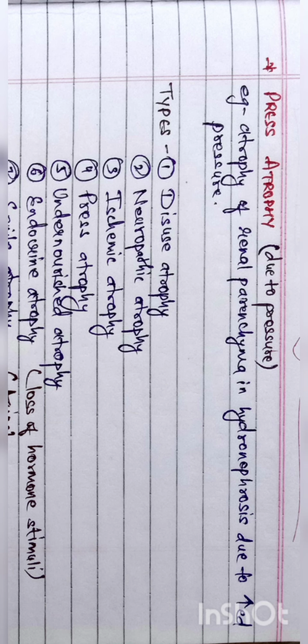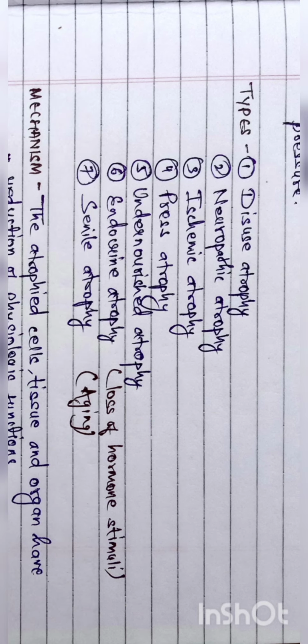Now let's see types of atrophy. There are 7 types of atrophy and they are diffuse atrophy, neuropathic atrophy, ischemic atrophy, pressure atrophy, and undernourished atrophy. Undernourished means there is no proper nourishment, that is, decrease in nourishment. Sixth one is endocrine atrophy, loss of hormone stimuli, and seventh one is senile atrophy, that is due to aging.